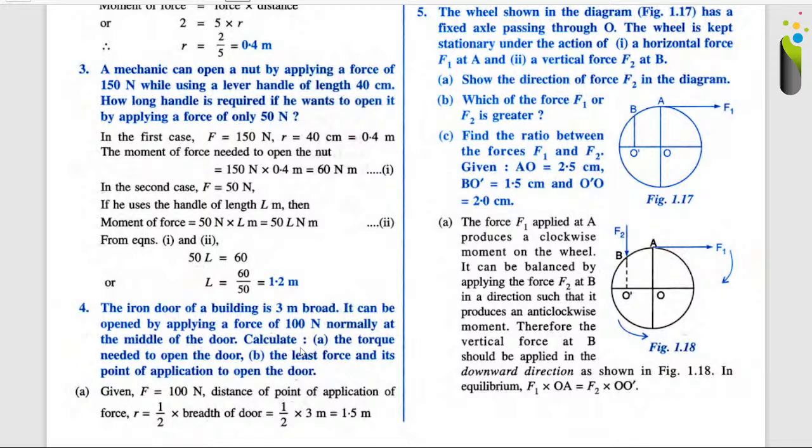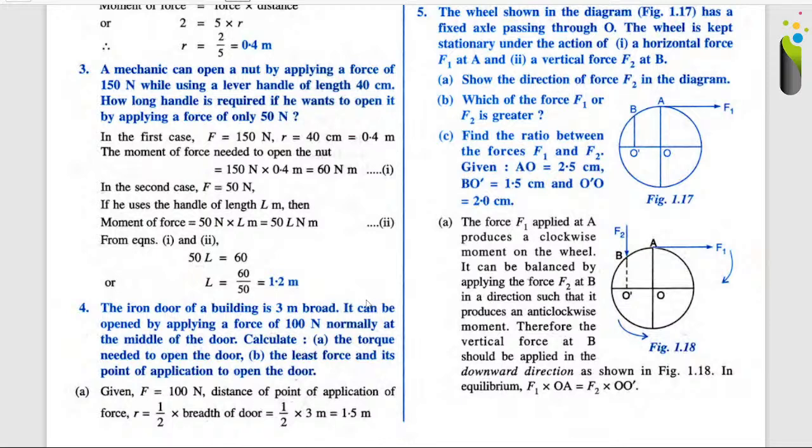In the second case, force is equal to 50 newtons. So if he uses a handle of length L meters, then moment of force is equal to 50 newtons into L meters, that is equal to 50 L Newton meters. From the equations you get 50 L is equal to 60, or L is equal to 60 by 50, that is equal to 1.2 meters.